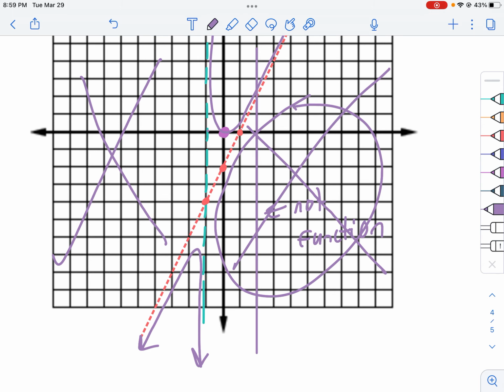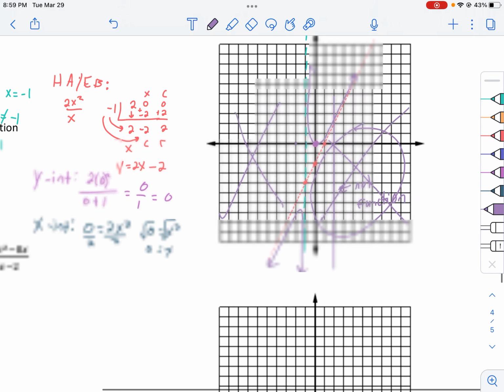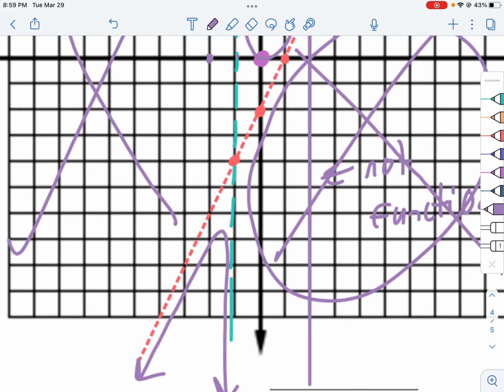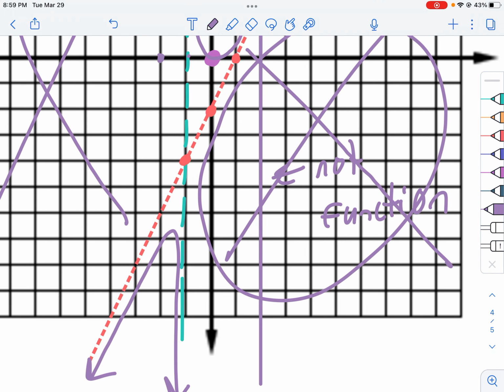And if you don't believe me, plug in -2, right? Let's plug -2 in to our equation. So 2 times -2 squared divided by -2 plus 1. That's going to give us 4, so 8 divided by -1, which gives us -8. So at -2, we should be at -8. 1, 2, 3, 4, 5, 6, 7, 8.